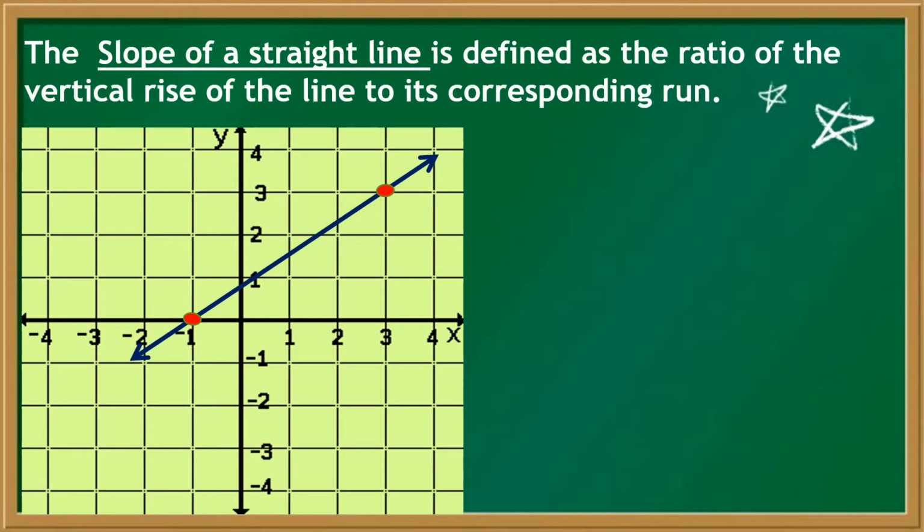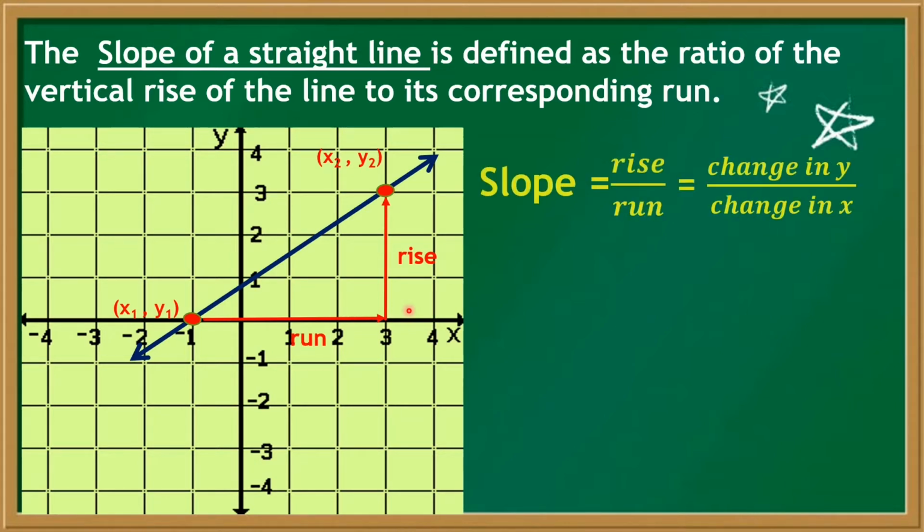The slope of a straight line is defined as the ratio of the vertical rise of the line to its corresponding run. Point 1 x sub 1 y sub 1, point 2 x sub 2 y sub 2. From this point, let's move upward. 1, 2, 3, that is the rise. Then from this point, let's move up to this point, that is our run. Slope is equal to rise over run or equals to change in y over the change in x.